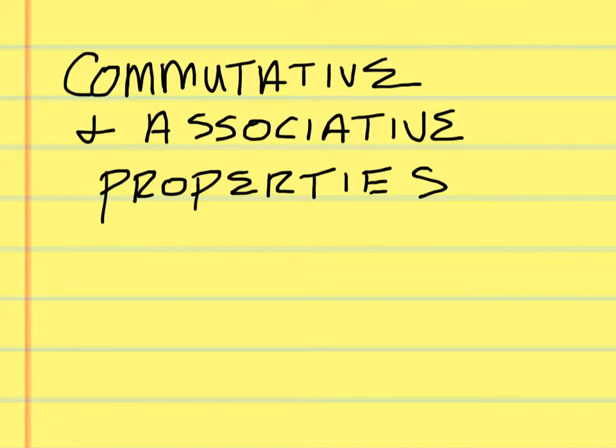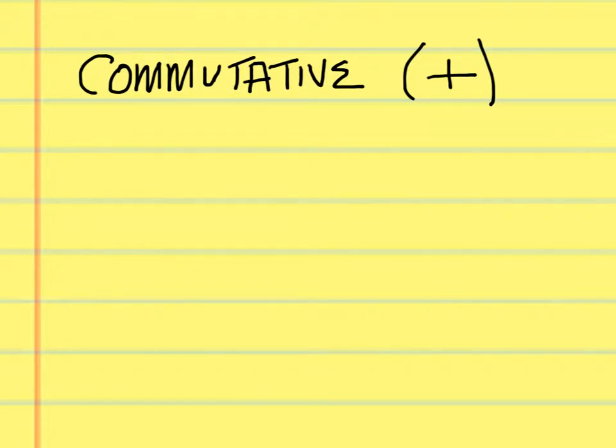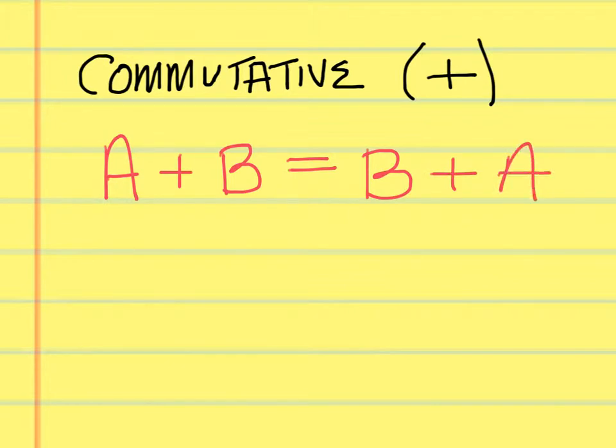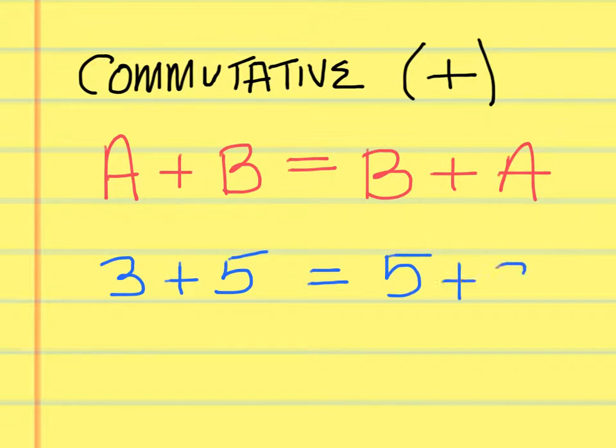Today is the commutative and associative properties. The commutative property of addition is this: A plus B is the same thing as B plus A. So in other words, whenever you have an addition problem, such as 3 plus 5, you can write it as 5 plus 3. You can reverse the order of the numbers.